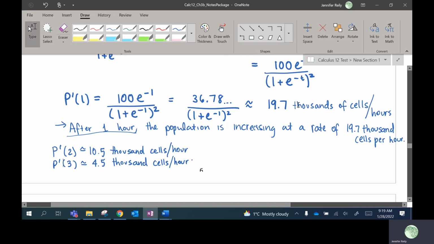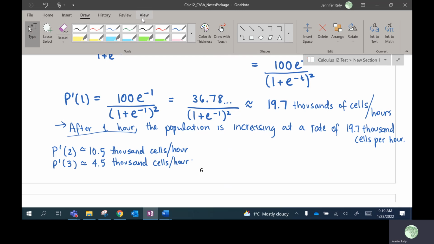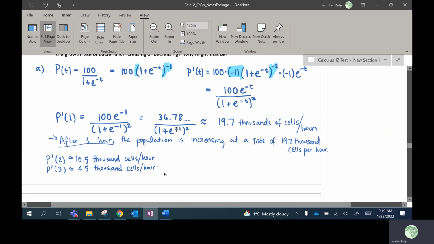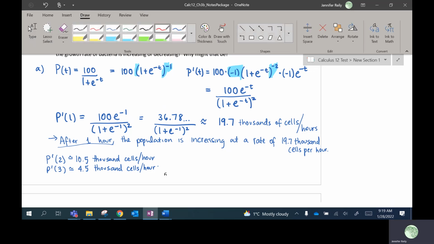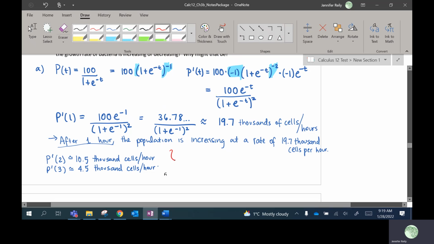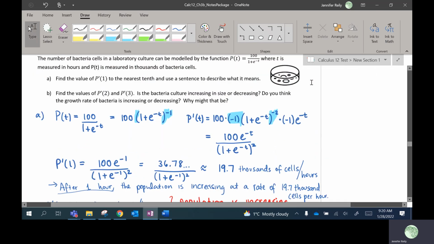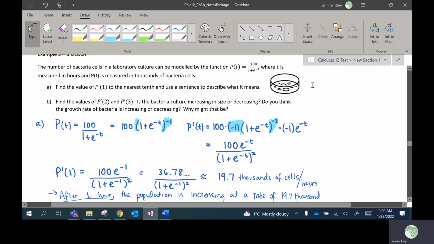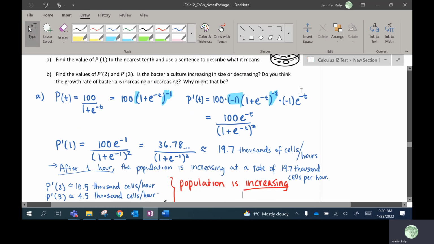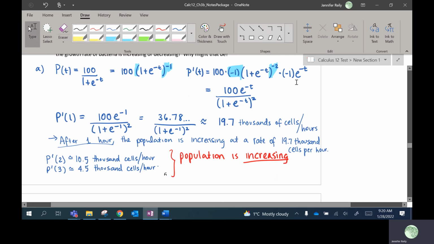So let's look at these numbers here. At 1 hour, the rate of change in bacteria is 19,000-ish, almost 20,000 cells per hour. Then it goes down to 10.5, and then it goes down to 4.5. Now, the rate is decreasing, but because these are all positive numbers, that means overall, the population is still increasing. So the population is going up, but it's just not going up as fast over time. Some reasons for that could be, look at this, there's a picture of a petri dish here. So probably there is limited space and resources for these bacteria cells to grow. As the population gets bigger, they run out of room. They don't grow as quickly as they do at the beginning when there's lots of food and lots of space for these cells to grow. So that's probably why this is happening.